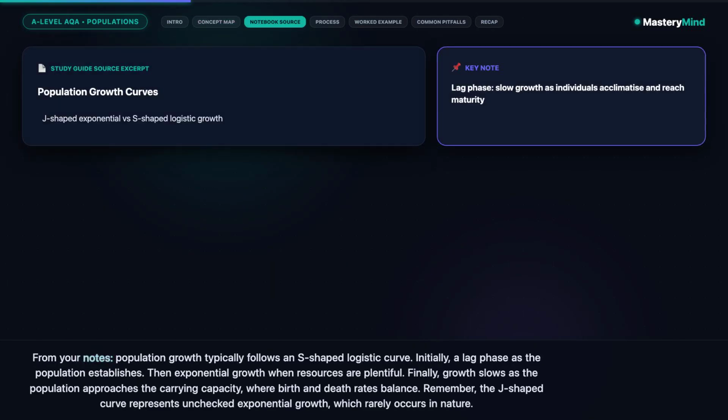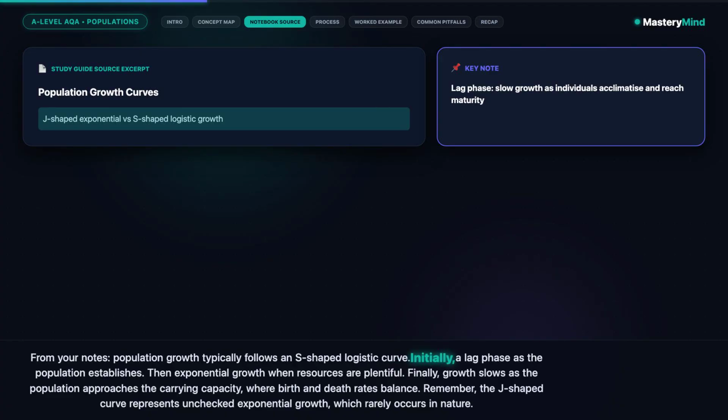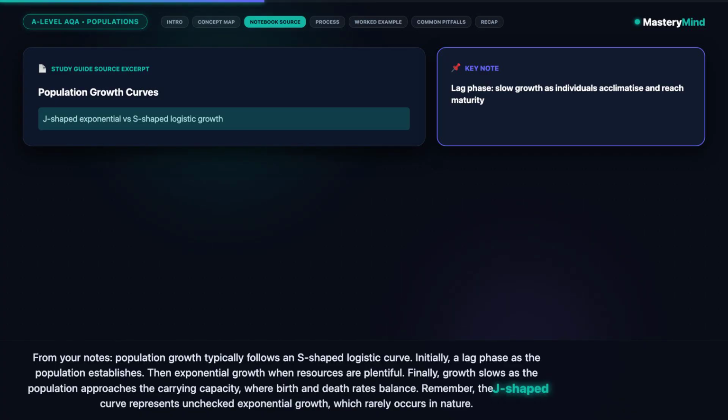From your notes, population growth typically follows an S-shaped logistic curve. Initially, a lag phase as the population establishes, then exponential growth when resources are plentiful. Finally, growth slows as the population approaches the carrying capacity, where birth and death rates balance. Remember, the J-shaped curve represents unchecked exponential growth, which rarely occurs in nature.